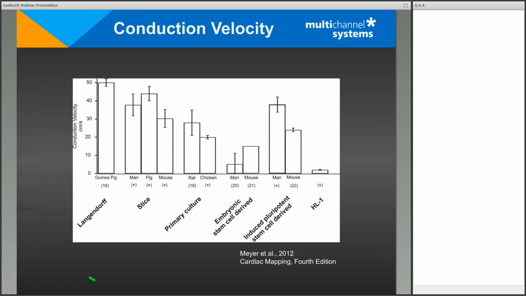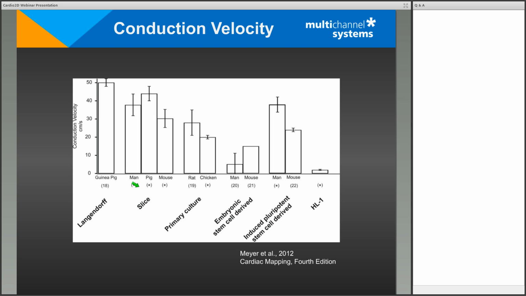So I already introduced you briefly to the conduction velocity, and I would like to talk briefly about the different conduction velocities we are observing in different samples. When you're working on a Langendorff heart, you usually see conduction velocities of about 50 centimeters per second. Our classical animal in our lab is a guinea pig, that's why we have quite a lot of data from here. You find similar values for rabbit and mice as well.